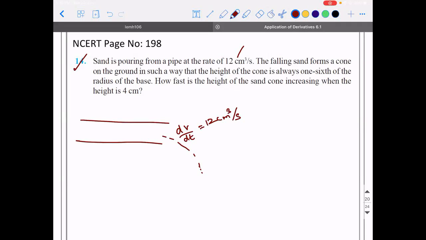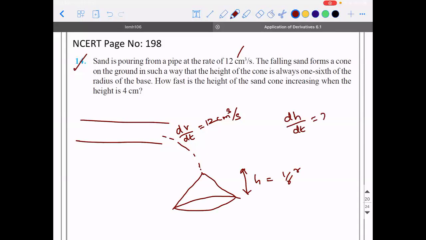The falling sand forms a cone on the ground in such a way that the height of the cone is always 1/6 of the radius of the base. How fast is the height of the sand of the cone increasing? dH by dt is equal to what, when the height is 4 centimeter? How to do this?